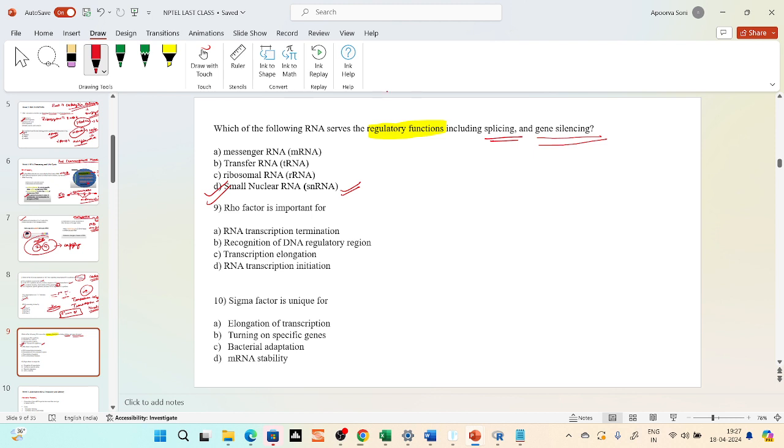Here we are talking about splicing. Splicing is an event which exclusively occurs in the nucleus. So from here also you can say that it is a nuclear RNA, so this would be the answer. So many logics, and every logic is concluding to one answer only, which is small nuclear RNA. Okay.